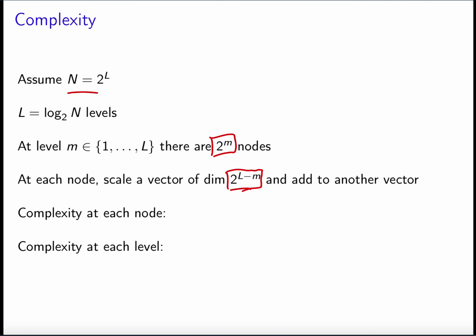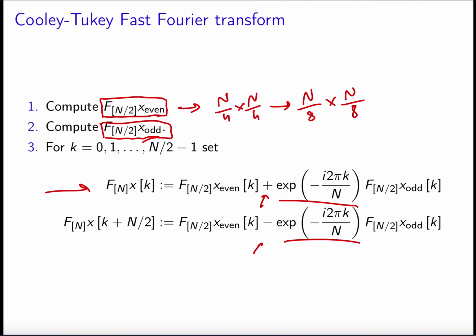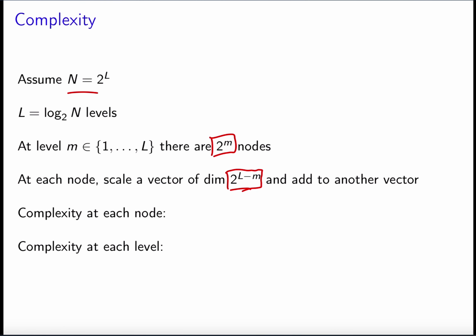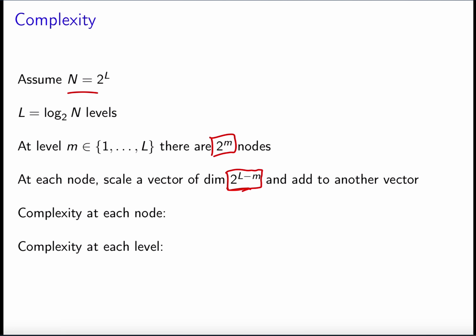Like that's the dimension of each of the vectors. Remember that in each of these, in the recursion, what we're doing is we're just adding these vectors up and multiplying by a single number. So the complexity is actually just 2 to the L minus m at each node. But of course, we have a growing number of nodes as we go down. So the complexity at each node is just going to be 2 to the L minus m.